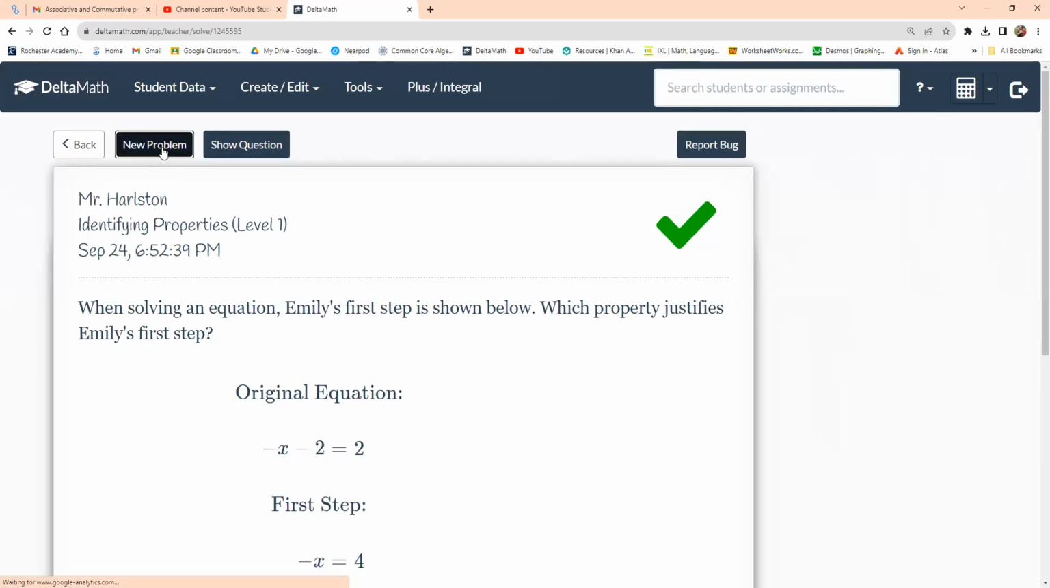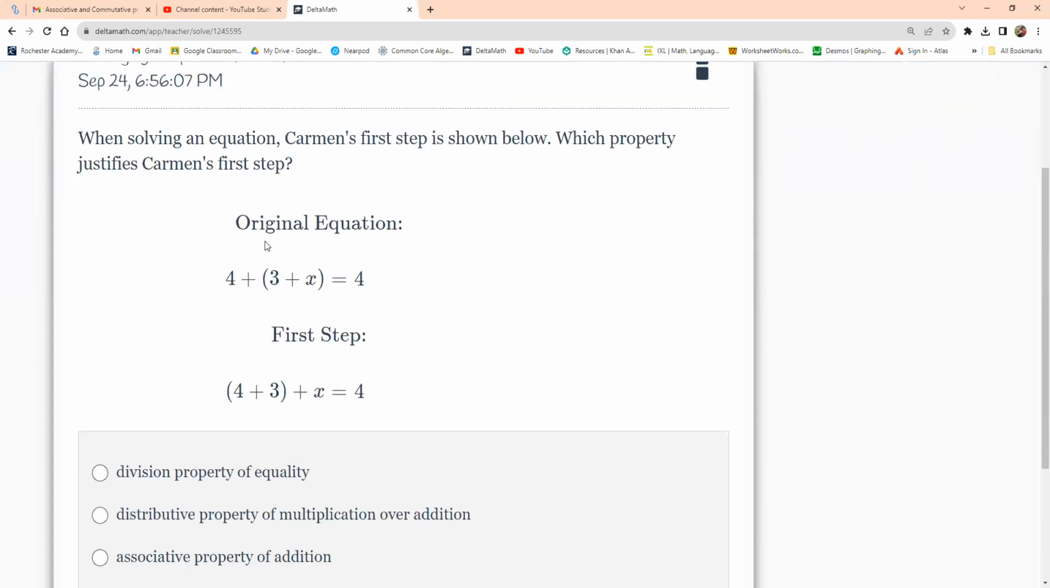Now let's do another one. I want you guys to see the difference. All right, so here's our equation and here's our first step. Now this one, look what we're doing. We haven't changed anything with the equations except what we have on the left side is still on the left side, and what we have on the right side is still on the right side. We haven't changed anything. We just regrouped.